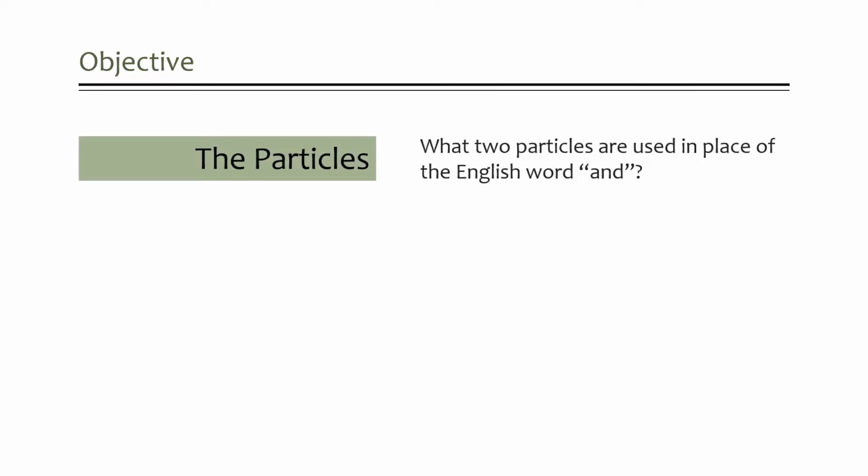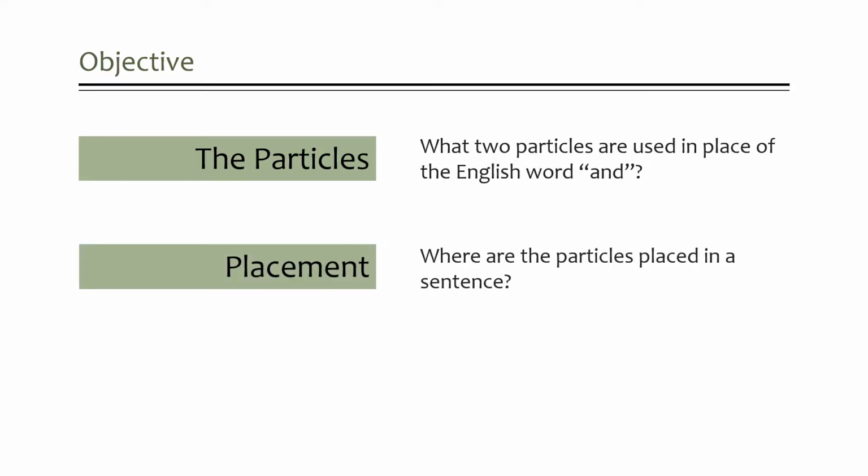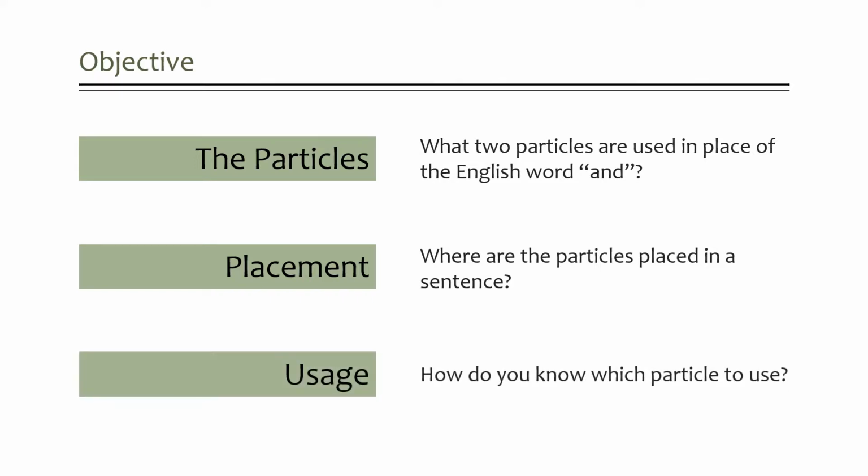In this lesson, we'll discuss the particles that are used in place of the English word and, a way of joining two parts of a sentence together. There are two we'll discuss in this lesson. The placement is actually pretty easy for these particles. Lastly, you'll learn how to know which particle to use. There's one basic rule we're going to discuss to follow.